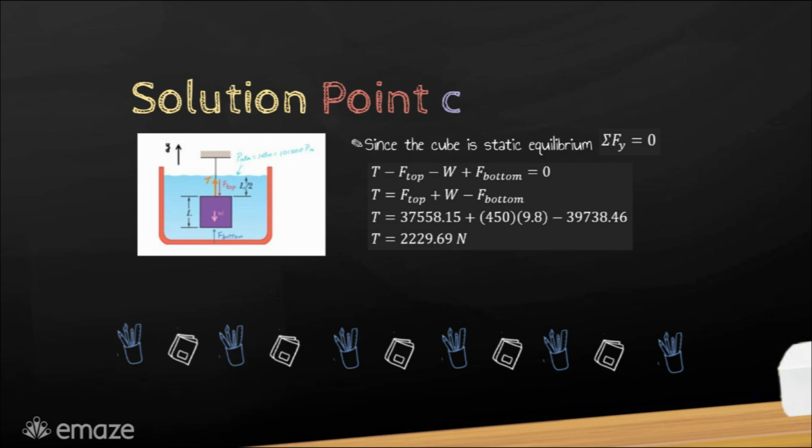So, T equals 37,558.15 plus 450 times 9.8 minus 39,738.46. Then finally we find that the tension in the rope is 2,229.69 newtons.